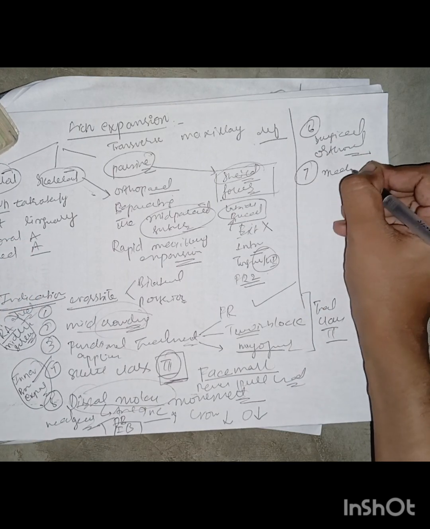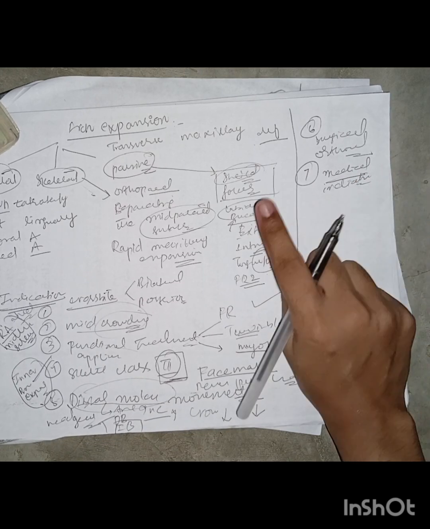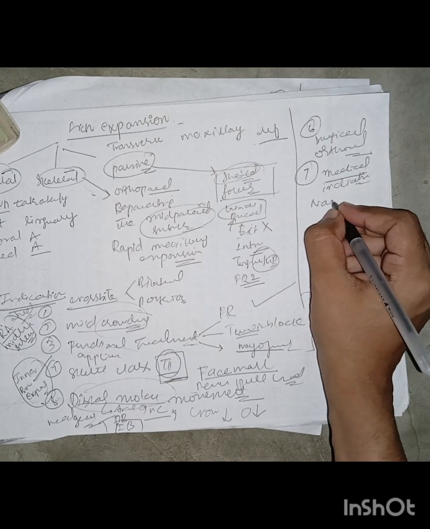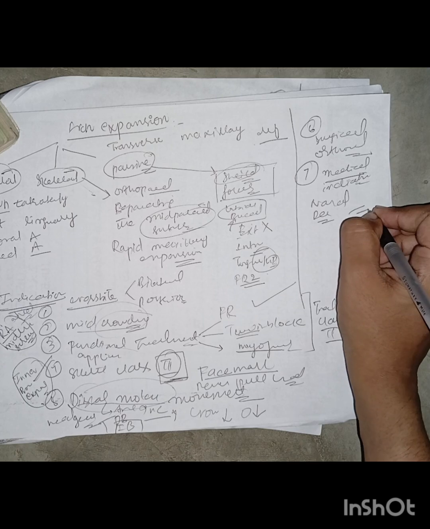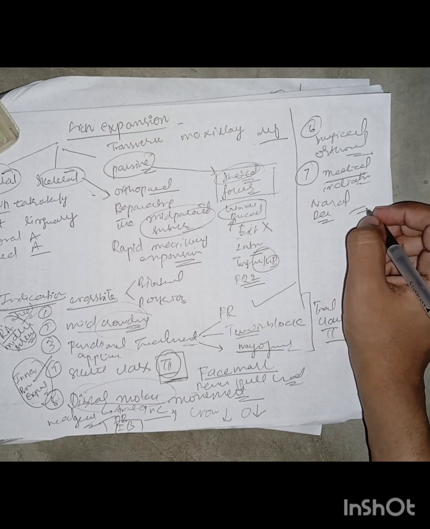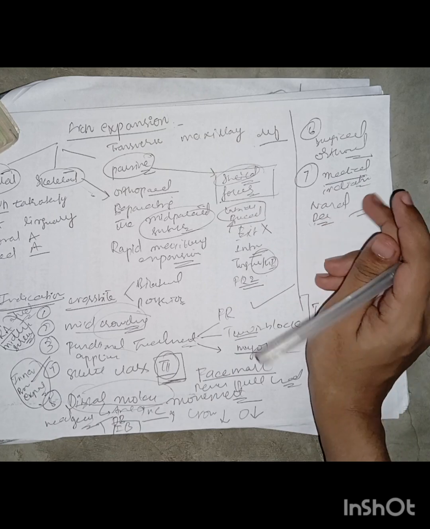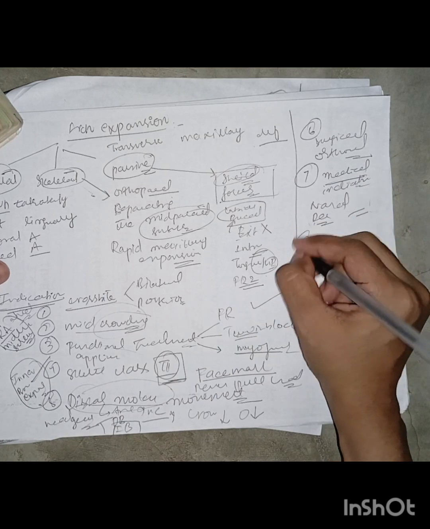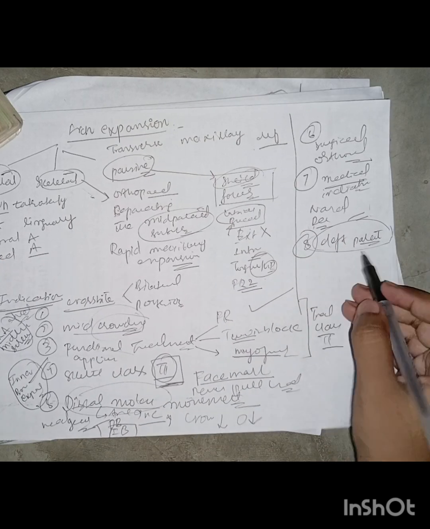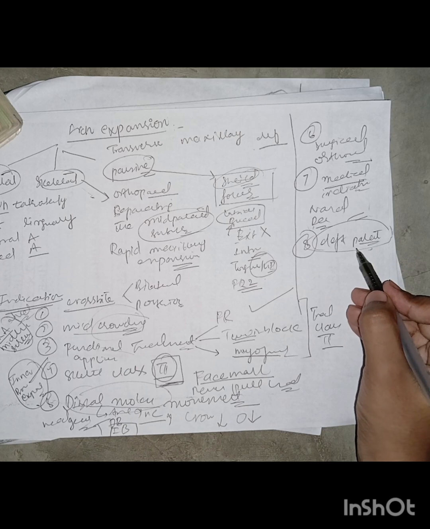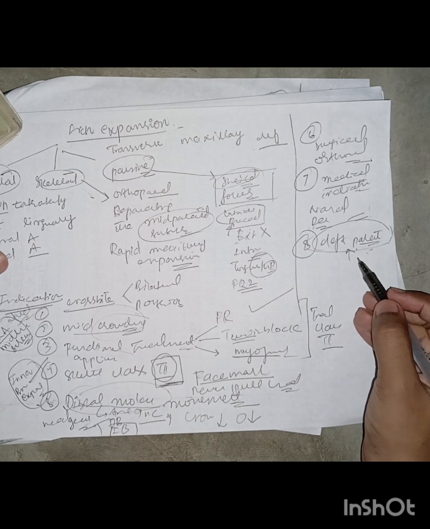Next one is medical indications. What are the medical indications when we have to do procedures like arch expansion? Nasal deformities, like nasal stenosis, nasal infections, rhinitis, and poor muscles. We also have another indication, which is cleft palate. In patients with cleft palate, the upper arch is constricted, so we can expand the upper arch and the profile of the cleft palate patient can be improved.